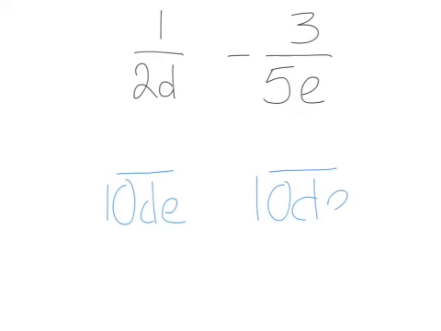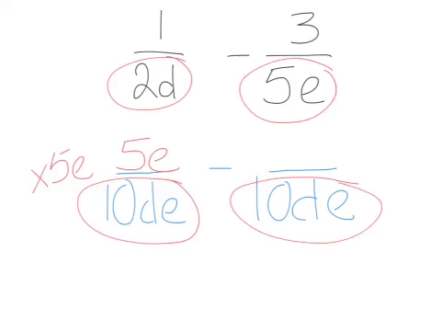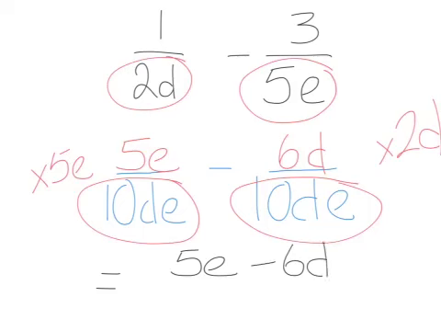10DE. So how did I go from 2D to 10DE? Well, I multiplied by 5e. And then 1 times 5e is 5e. How did I go from 5e to 10DE here? I multiplied by 2d. And 3 times 2d makes 6d. So then that's going to give me a final answer of 5e minus 6d all over 10DE.